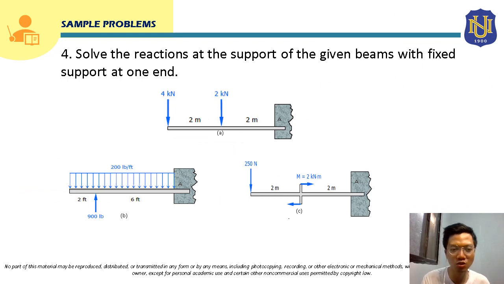So now let's proceed to sample problem number 4. We have to solve for the reactions at the support of the given beams with fixed support at one end. Here we can see that all these beams are fixed supported at one end. So we're going to solve the reactions for each beam. This is for letter A, for letter B, and for letter C. So we will solve each and every beam here.